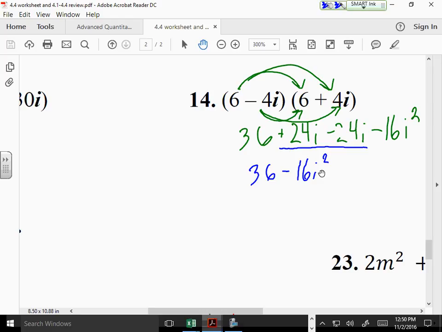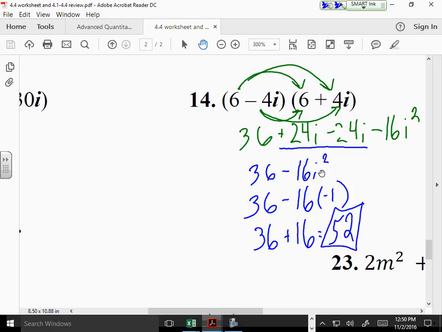What do you think I'm going to do next? Substitute the i squared, that's right. Instead of i squared, I'm going to put negative 1. So it'll turn into 36 plus 16, right? Which becomes 52.